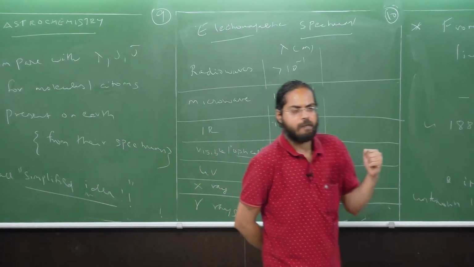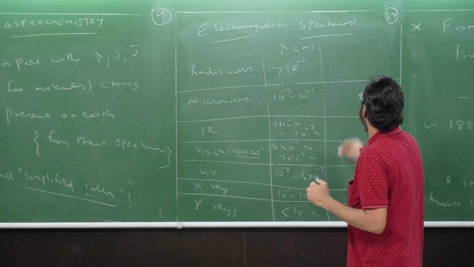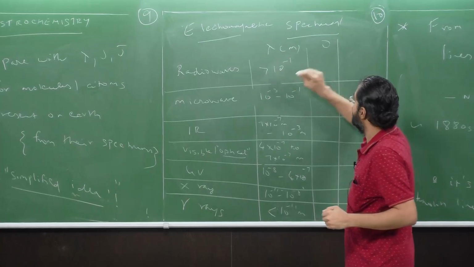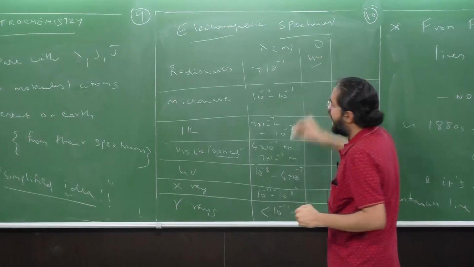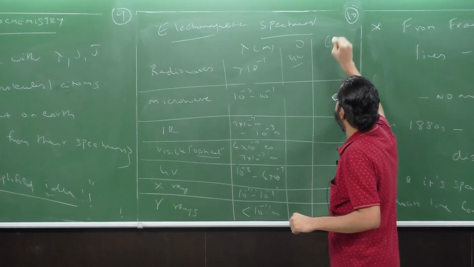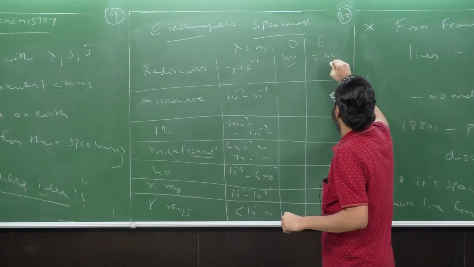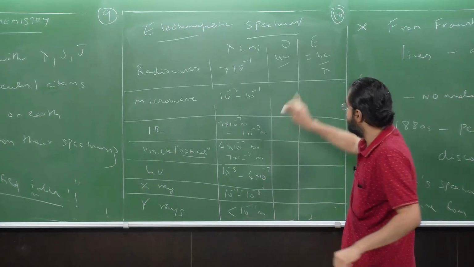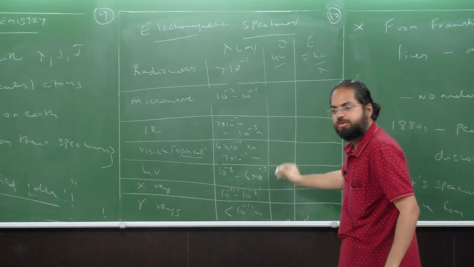Now, as homework, I ask you to find out the frequency of all these regions. How would you do this? The next homework is also going to be finding the energy using the formula hc over lambda, where h is the Planck constant and c is the speed of light, and you can fill these two columns.